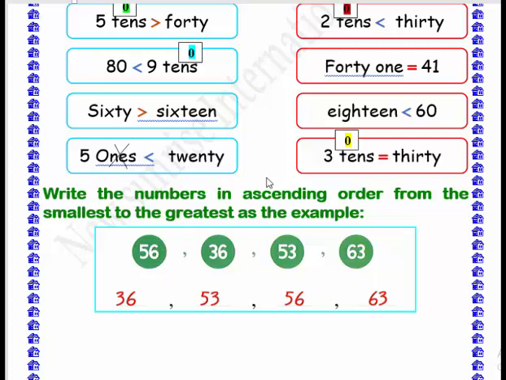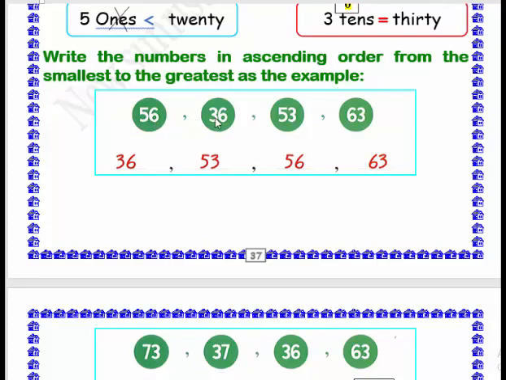Now primary one, do you remember ascending order and descending order? Ascending order, we said before, from the smallest number to the biggest number. Ascending order means up the stairs from the smallest to the greatest. And descending order is down from the greatest to the smallest, yes. So now we have 56 and 36, 53 and 63, and we need to order these numbers in ascending order from the smallest to the greatest.